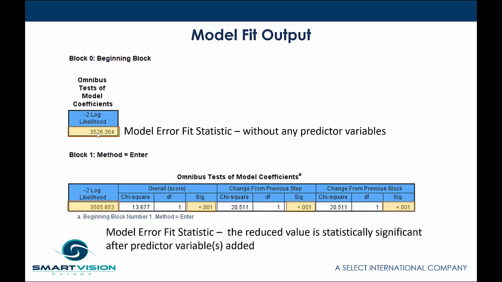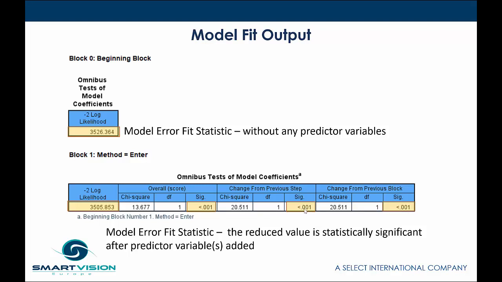So when we enter data, and here we have block 1 enter method, we've just got one variable, but we might have a whole bunch. As we enter the extra variables into the model as predictors, we would normally expect this number to get smaller, and sure enough it does get slightly smaller. And these omnibus test statistics then simply tell you whether or not that's better than a model without those variables in it. And they're all statistically significant.